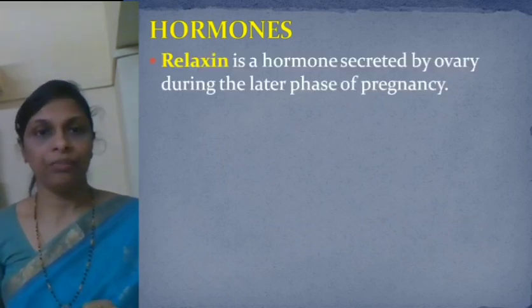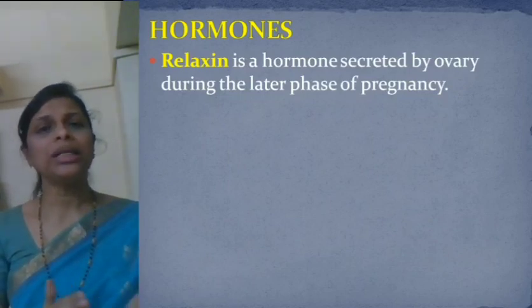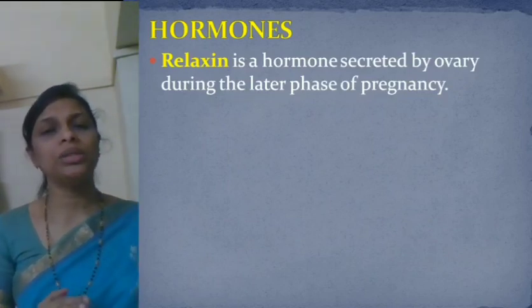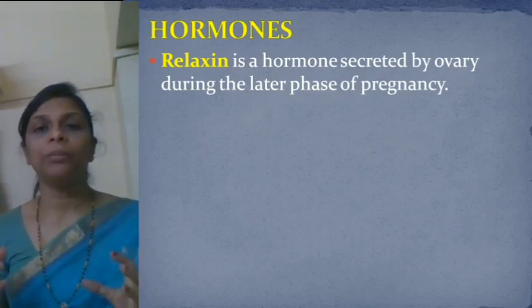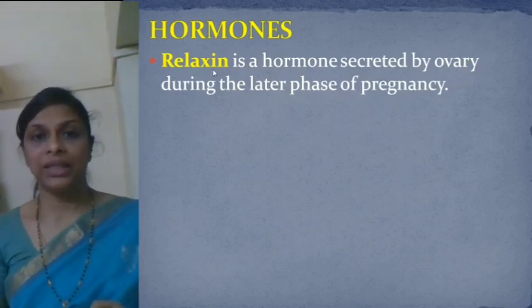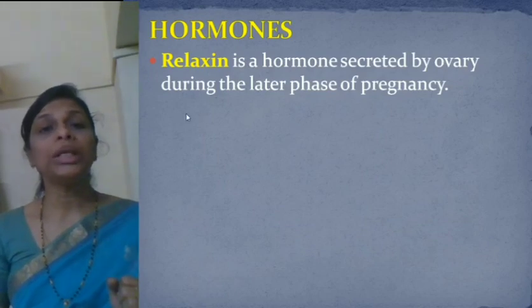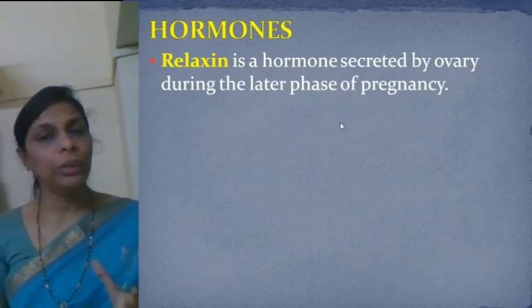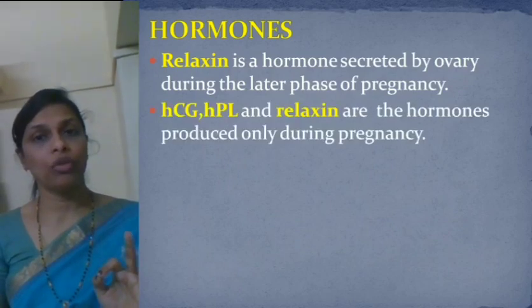Now let us study about the hormones which are found in a female during the time of pregnancy. That is, towards the later stages of pregnancy, towards the 9th month, we will find that a hormone will be secreted by the ovary, and that hormone is called relaxin. So relaxin is a hormone secreted by the ovary during the later phase of pregnancy. You may get this as a question. Name the hormone which is secreted at later phase of pregnancy.